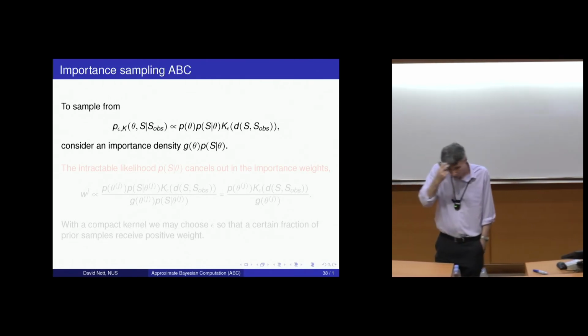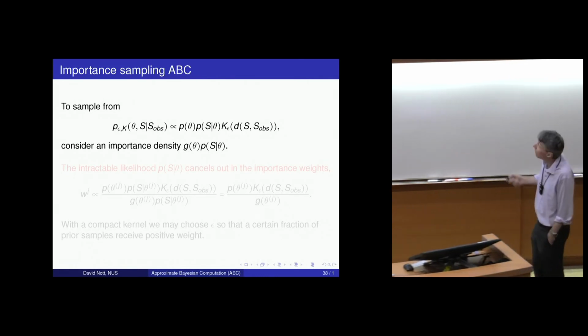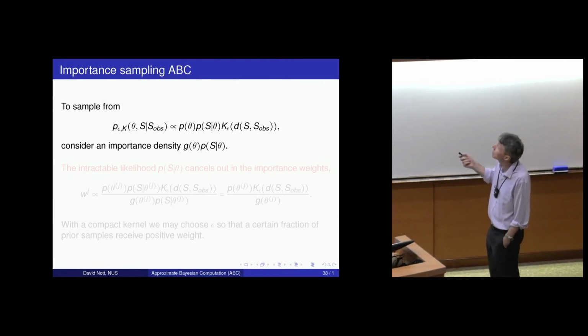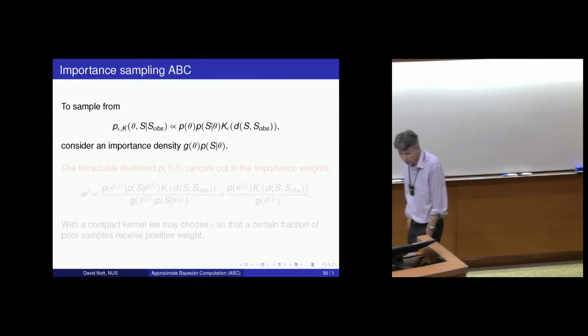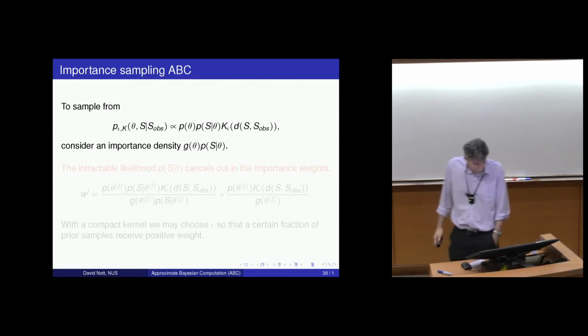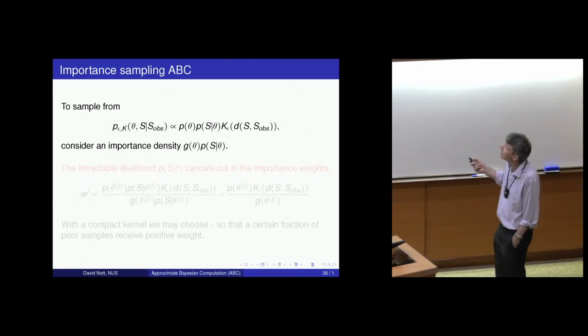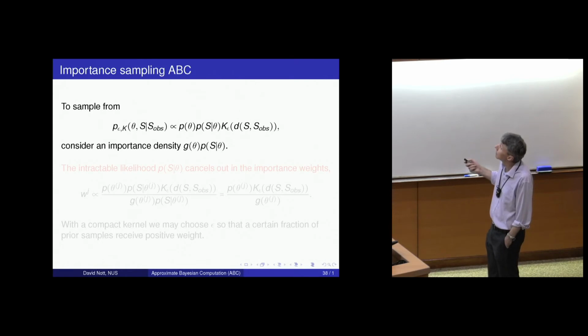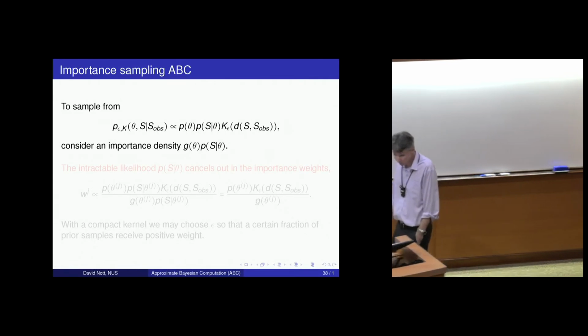How does importance sampling work for ABC? Suppose we want to simulate from this thing. I'm using a general kernel. If this kernel was uniform, this would be like the simple rejection ABC again. Now I'm going to try and simulate from this thing using importance sampling. And then of course the marginal distribution for this in theta is some kind of approximation to the posterior that I'm interested in.